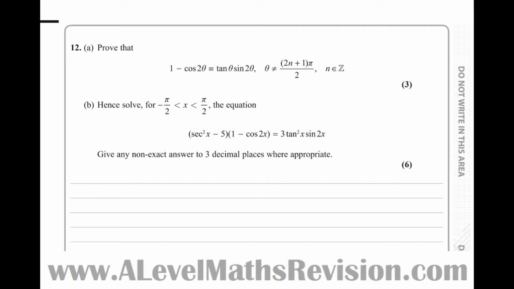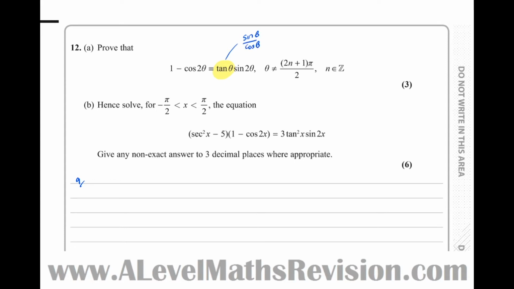So question 12, which is on trigonometric identities and double angle formulae. Part A says prove that 1 minus cos 2 theta is equal to tan theta sine 2 theta. Now my gut reaction with this is to focus on just one single term there, which requires a sine on the top and a cos on the bottom. So let's just remember that tan equals sine theta over cos theta. So that's my starting point.